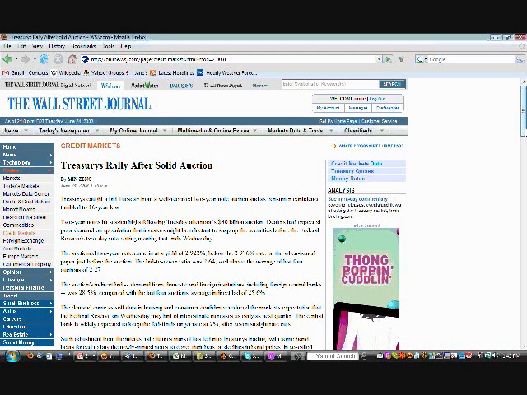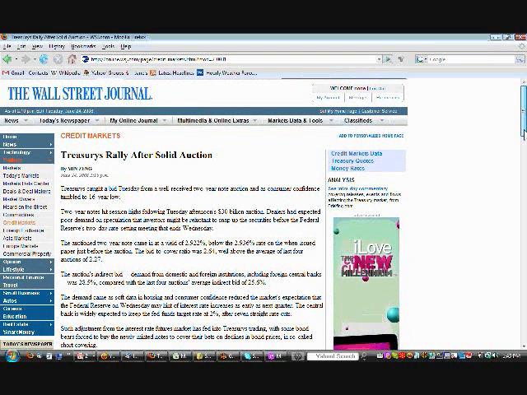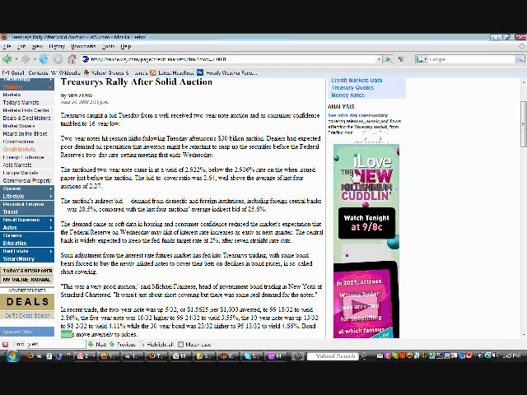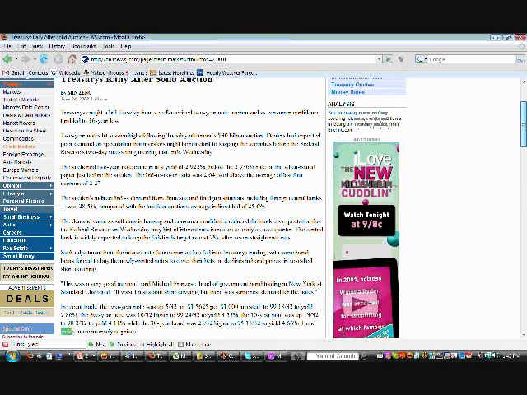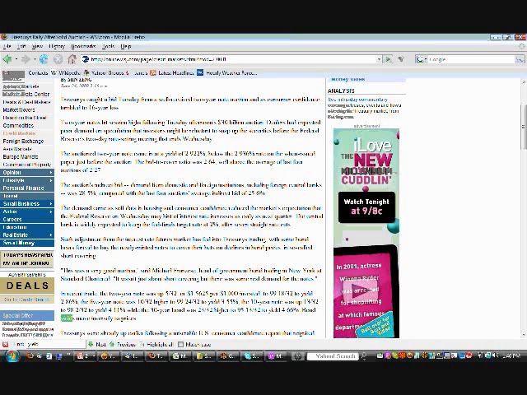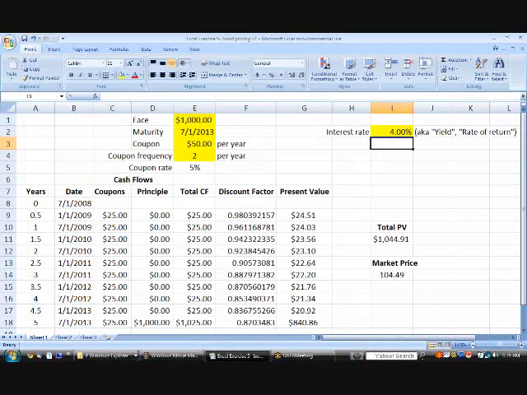So credit markets today, the headline is Treasuries rally after solid auction. That means Treasury bonds rally, and rally means go up. So Treasury bond prices went up. Actually, what I'm going to do is do a little search. And here it is, in the 8th paragraph. It says that bond yields move inversely to prices. It literally says that every single day in this section of the Wall Street Journal. Just to remind you, in case you've forgotten, that when bond prices go up, bond yields go down.